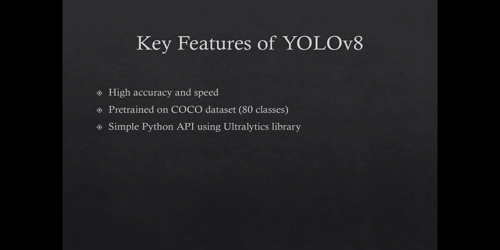So the key features of YOLO V8. Compared to all the other versions of YOLO, version 8 is the latest. It has more accuracy and the speed is very fast, you can't even imagine. It is pre-trained on the COCO dataset, so it has 80 different classes, and most of the things we put in fall into those 80 classes. So it detects almost everything. It also has a simple Python API using the Ultralytics library. We can just install the Ultralytics library and use YOLO V8.